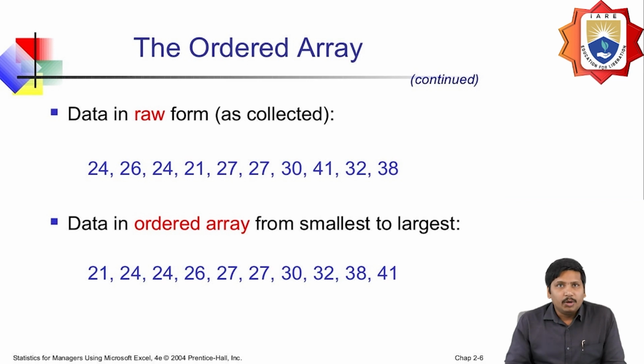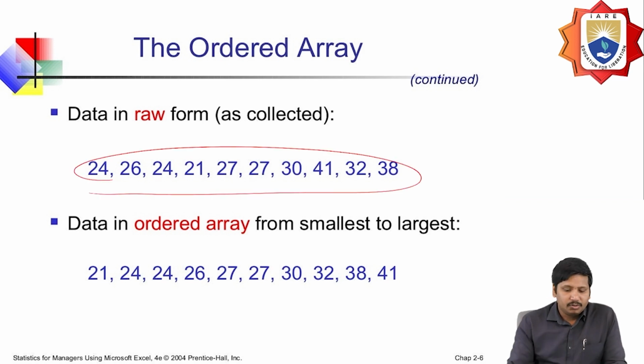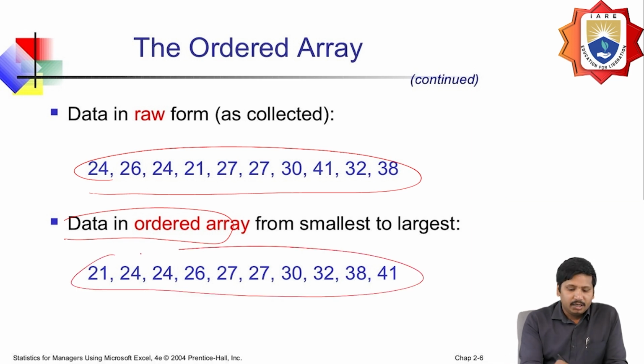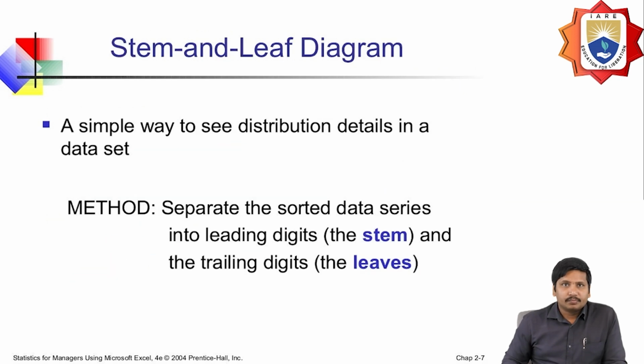Suppose I have data like this in raw form, then we arrange an ordered array. For that, we have to arrange the data in order, varying from smallest to largest. So we arrange the data in ascending order first. Then we have a method called the stem and leaf diagram.